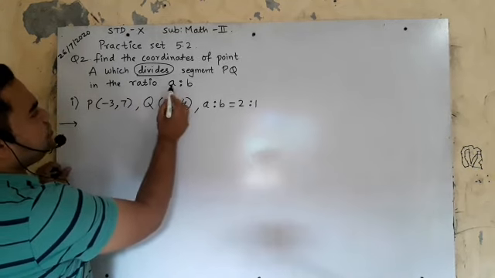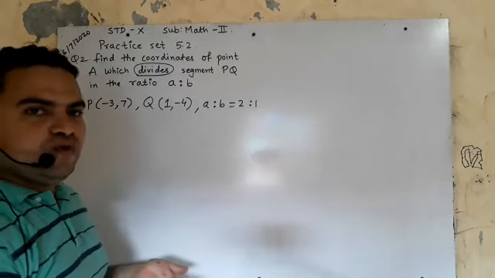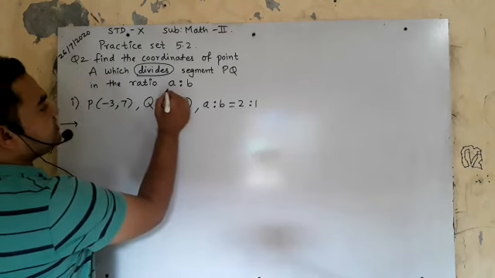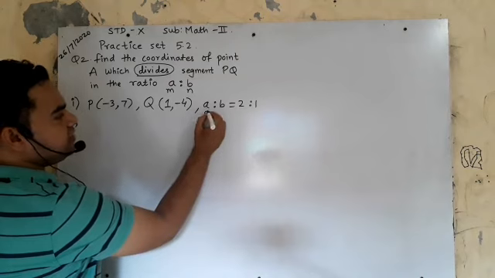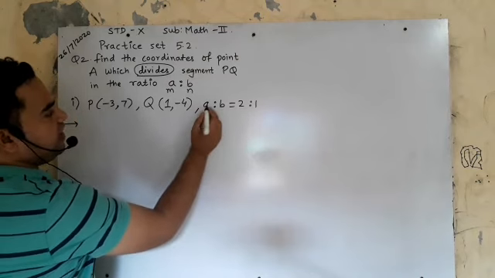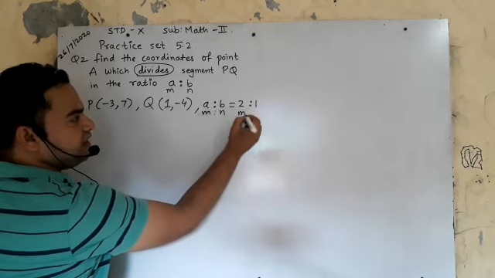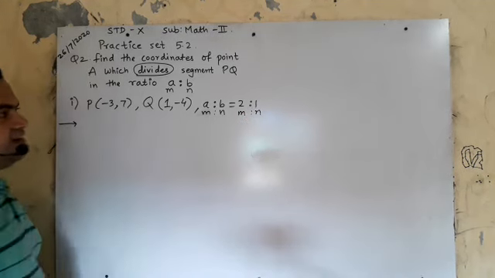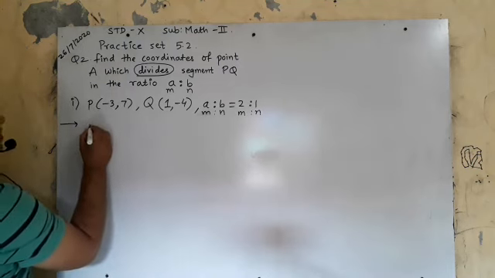See, in the ratio a is to b. Now you will ask me, sir, here a is to b came, what does it mean? So students, please pay attention. This will be m and this will be n. It means this will be your value of m. This will be the value of n. Is it clear?